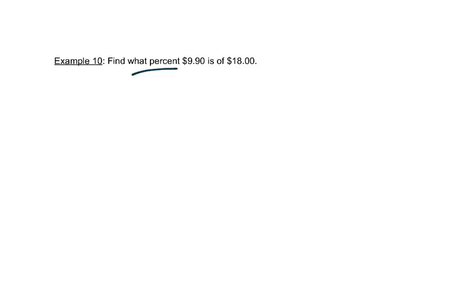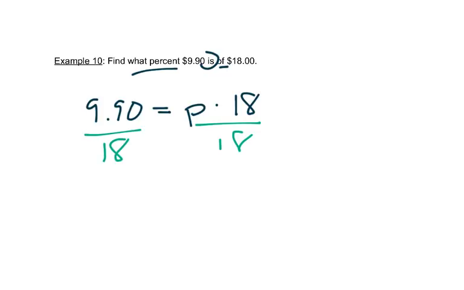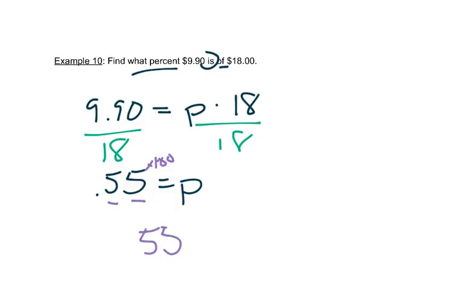Find what percent 990 is of 1800. So this is a little bit weird, the way it's worded. But it's really saying 990 is some percent of 1800. So we'll divide both sides by 1800. And we get 0.55 equals the P. We need to change that to a percent. So we're going to multiply by 100 or move the decimal place 2 places over. And that gives us 55%.